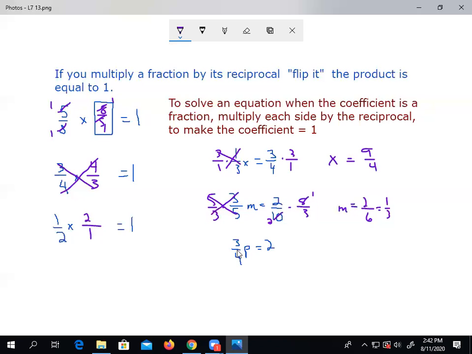So if I want to solve for p, notice how the coefficient is a fraction, 3/4. To make that fraction go away, I can multiply by its reciprocal, which is going to be 4/3. But if I multiply by 4/3 over here, you got to multiply by 4/3 over here.